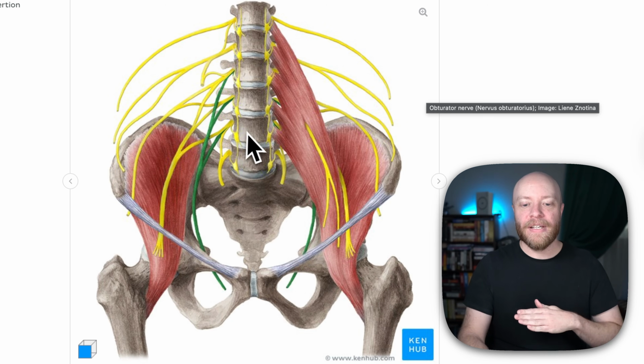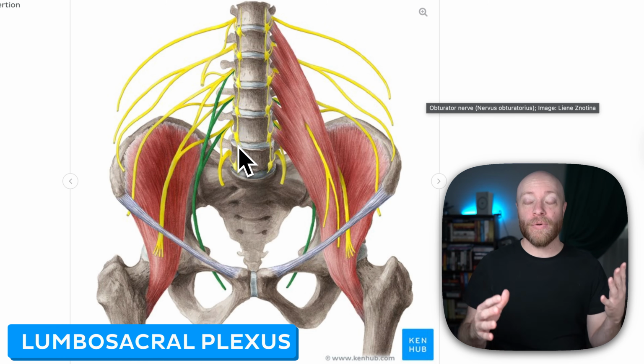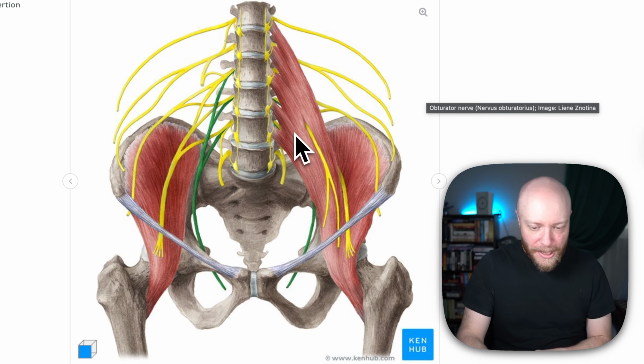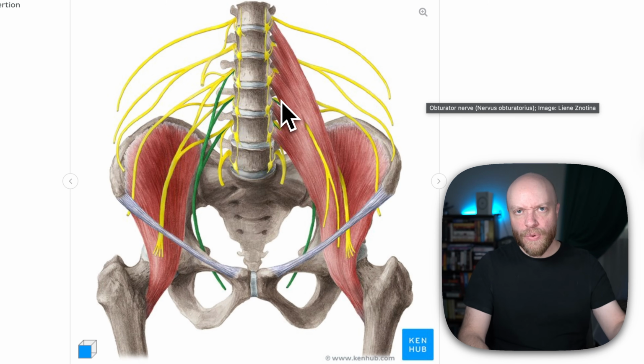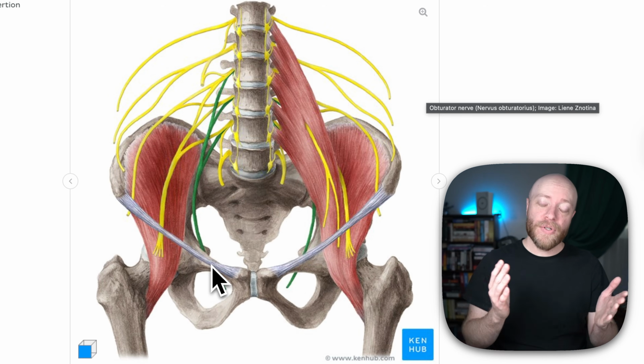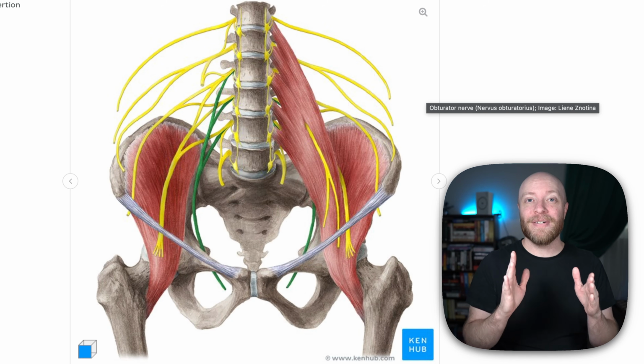So what you're looking at here is actually what's called the lumbosacral plexus. All these branches of nerves coming out of here are all going to be part of a huge braided network of nerves, but we can see that all these spinal divisions are converging to form what we call the obturator nerve, and that is going to supply that obturator externus.